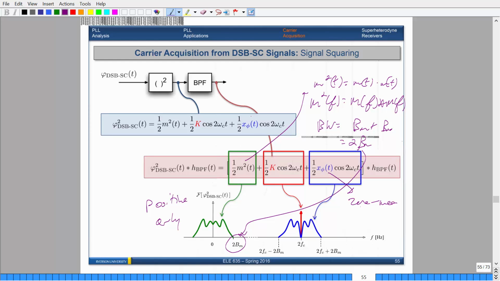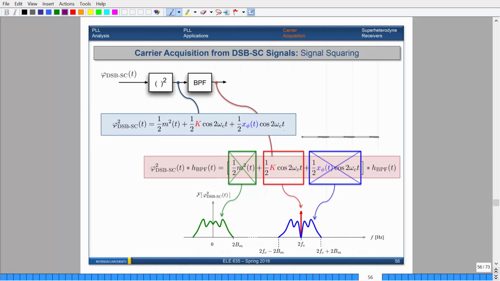Okay, so if I apply a bandpass filter to this, I want to do it in such a way that the bandwidth of the bandpass filter is very narrow, so that I get rid of the green component, which is the original m squared, and the blue sidebands as well. I want to just isolate the red component by itself so that I can use this as a carrier and demodulate my signal. So I want this bandpass filter to be narrow enough to isolate the carrier and filter everything else out.